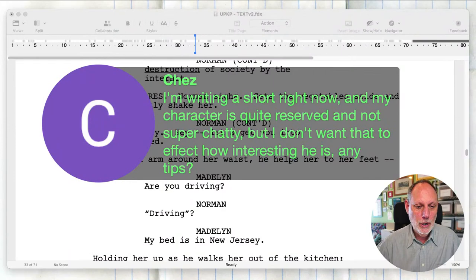Character is quite reserved and not super chatty. Yes, absolutely. Characters do not have to speak to take action. This is very important. They may not be chatty. They may be reserved, but they should be doing something. They should be taking action. That's my tip. And let me again remind you about what action is.